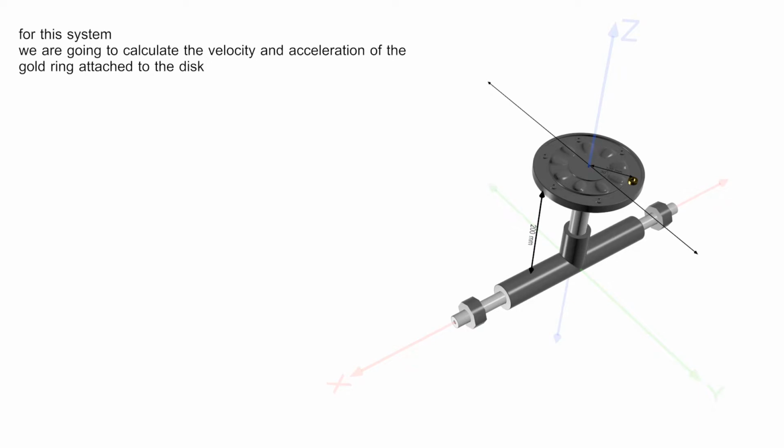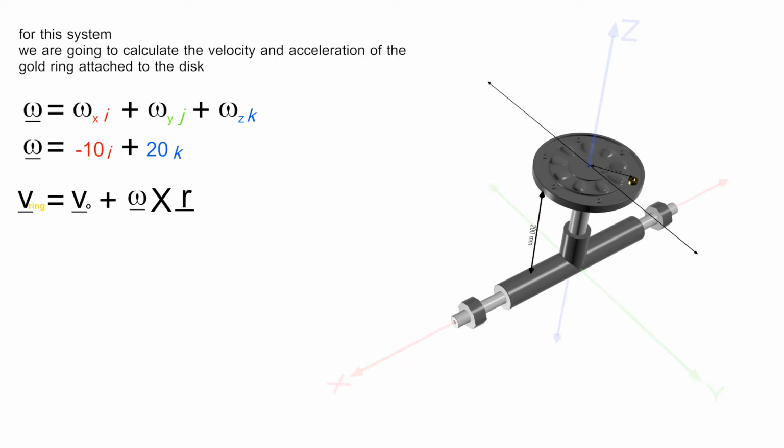For this problem, we are going to find the velocity and acceleration of the ring at the moment it makes a 30 degree angle with the positive y-axis. Now we build the omega vector, and notice there is no rotation around the y-axis. Then we have the linear velocity equation of the ring.